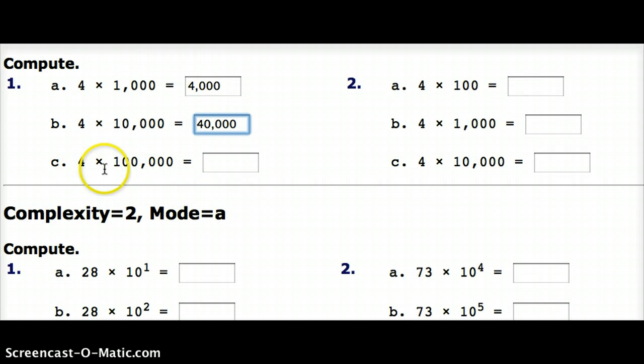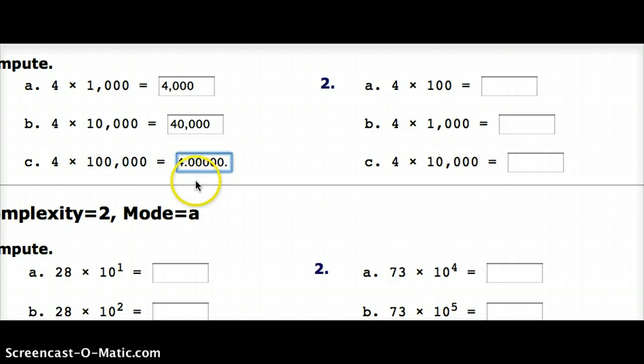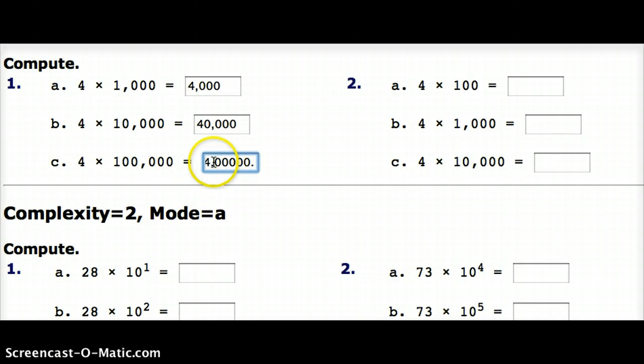This last one here, it's 4 times 100,000. So I have the same thing as before. I probably have a bunch of zeros in there. I need to move the decimal to the right. 1, 2, 3, 4, 5. 5 spaces. So here's where my decimal is starting. 1 is right here. 2, 3, 4, 5. So that's the end of my decimal. My decimal is going to be here. I'm going to delete that extra 0 that I put in, and I get 400,000.